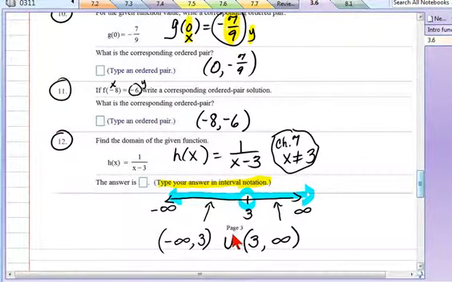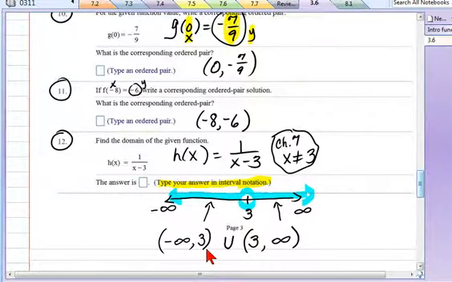Between the two, we put a U for union. So now let me summarize what this is. This is the domain. This is interval way of saying everything but 3. From negative infinity to 3, but don't include 3, or from 3 to positive infinity, but still don't include 3. That means there's a hole at 3. It's a very complicated way of saying don't include 3.